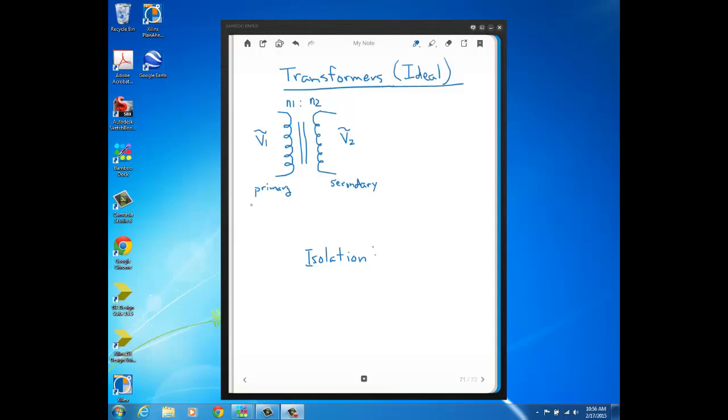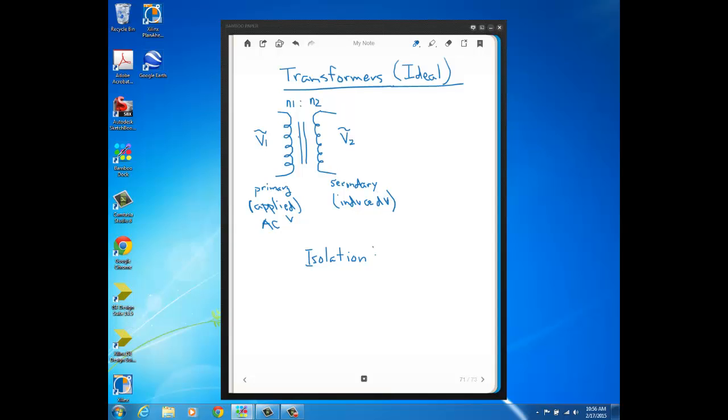The primary is where you connect applied voltage. Transformers are AC devices, so your applied voltage will be an AC type of source. And the secondary side is where you have induced voltage. So applied V over here and induced V over here.